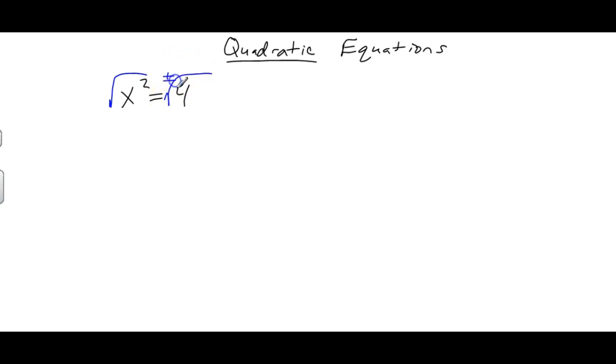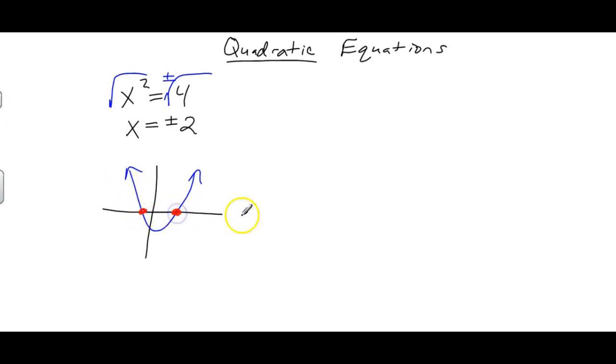The square root principle says, don't forget, plus or minus. So you've got here x equals plus or minus 2. And you notice oftentimes with quadratic equations, you'll get two solutions. The reason for that is because of the shape. Again, quadratic equations have a certain shape, and they may look something like that. And so you can see that the solutions are wherever it crosses the x-axis.